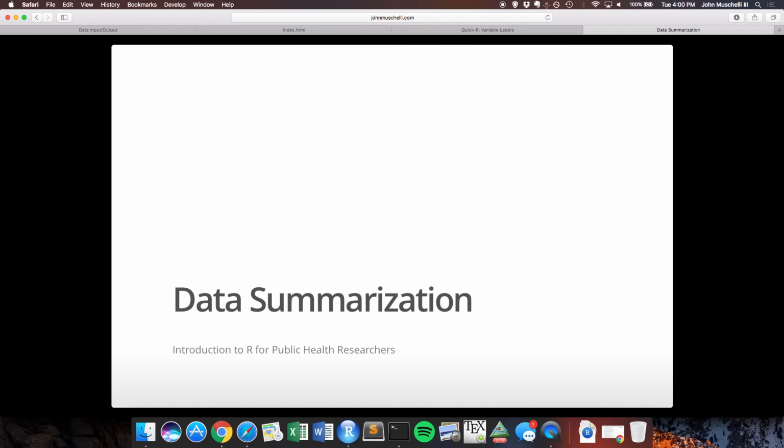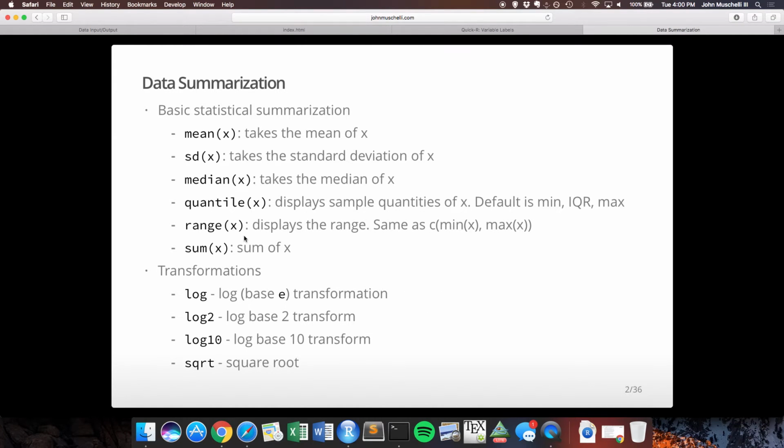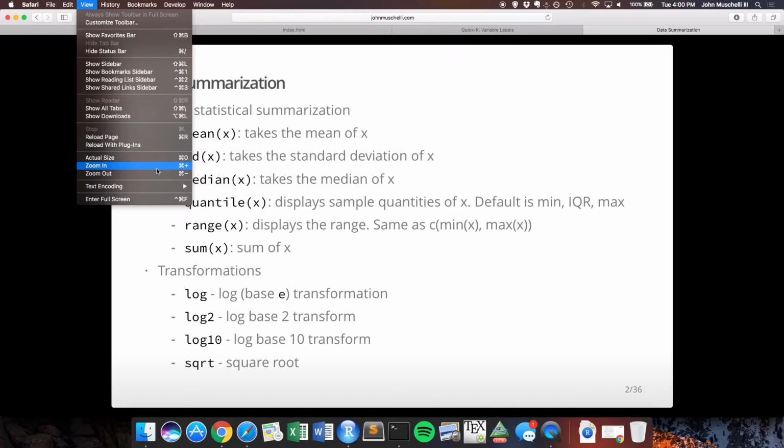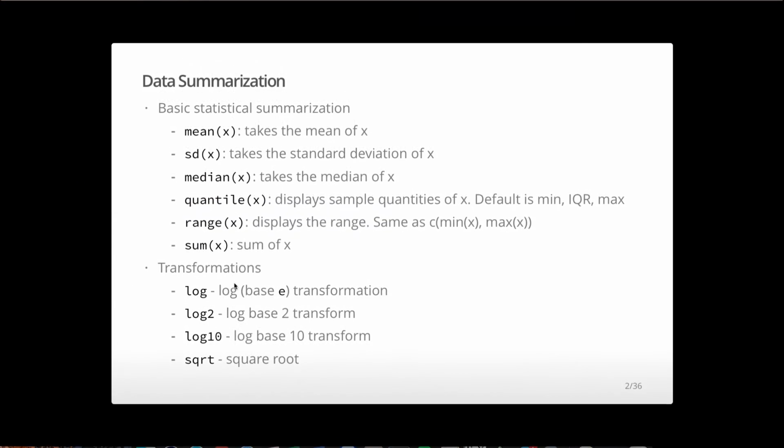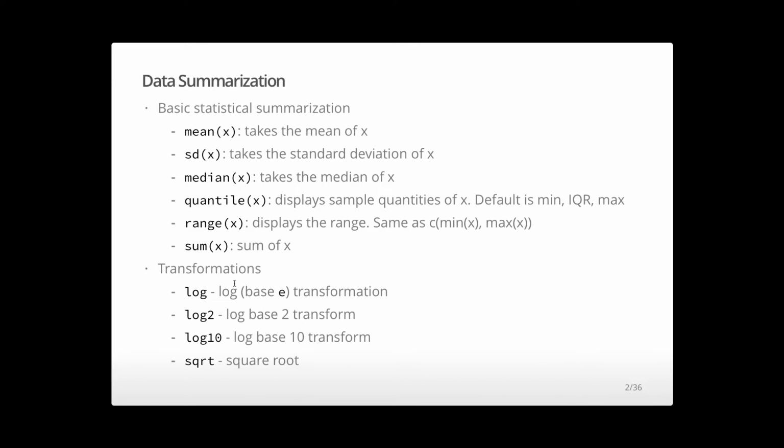Alrighty. So we're getting into some data summarization, and we're going to go through some of these, not super quick, but a lot of them are really straightforward, right? Functions that do basic statistical summarization. Mean takes the mean. SD, standard deviation, median, quantile, range, gives you a two-element numeric vector with the min and the max. There's also min and max, which will give you the minimum and the maximum. Sum will take the sum of x's.